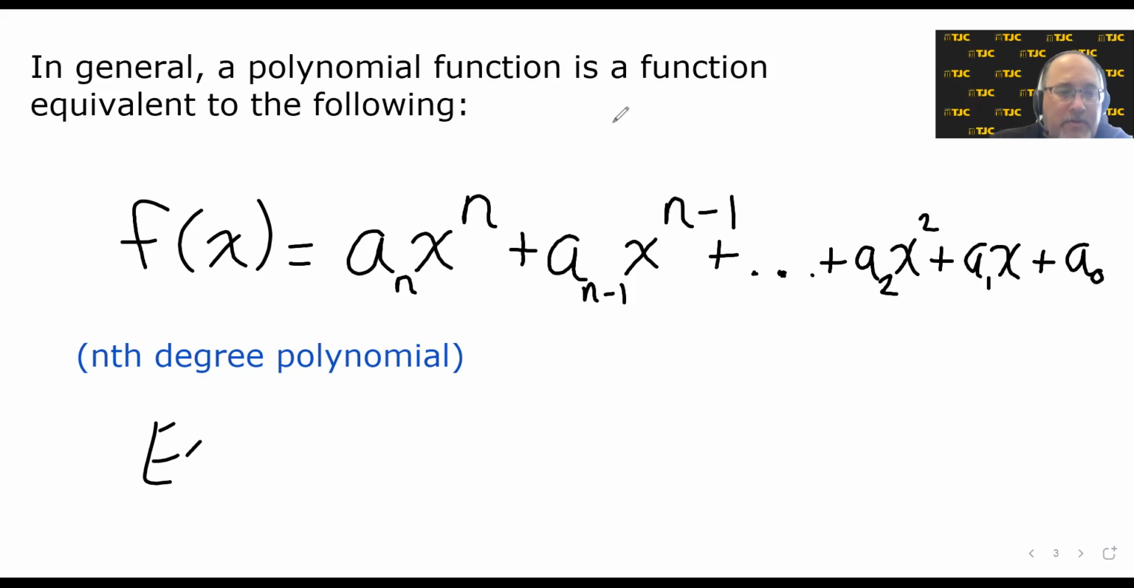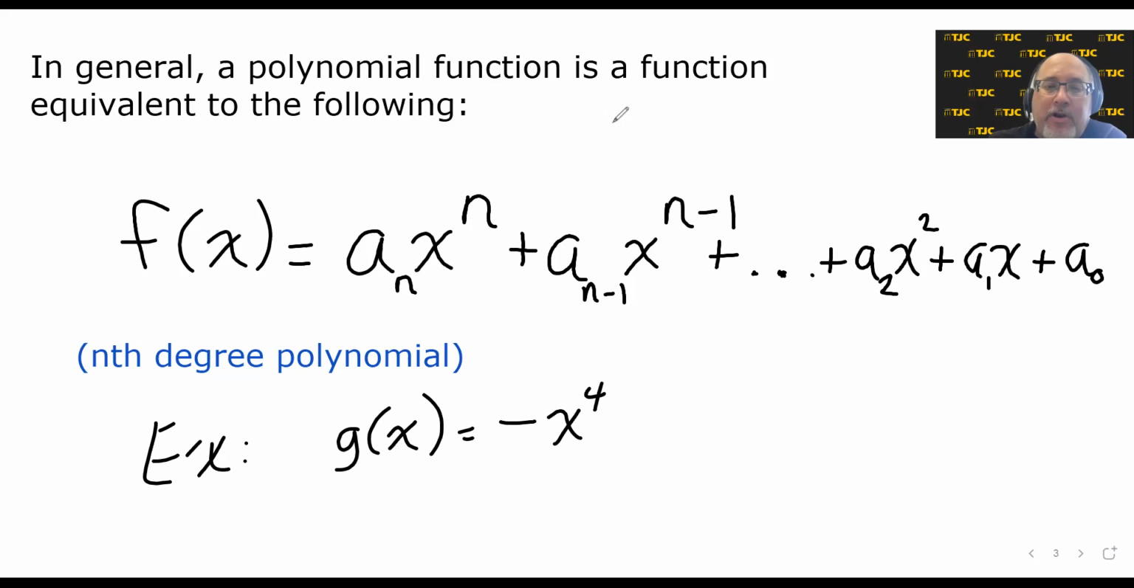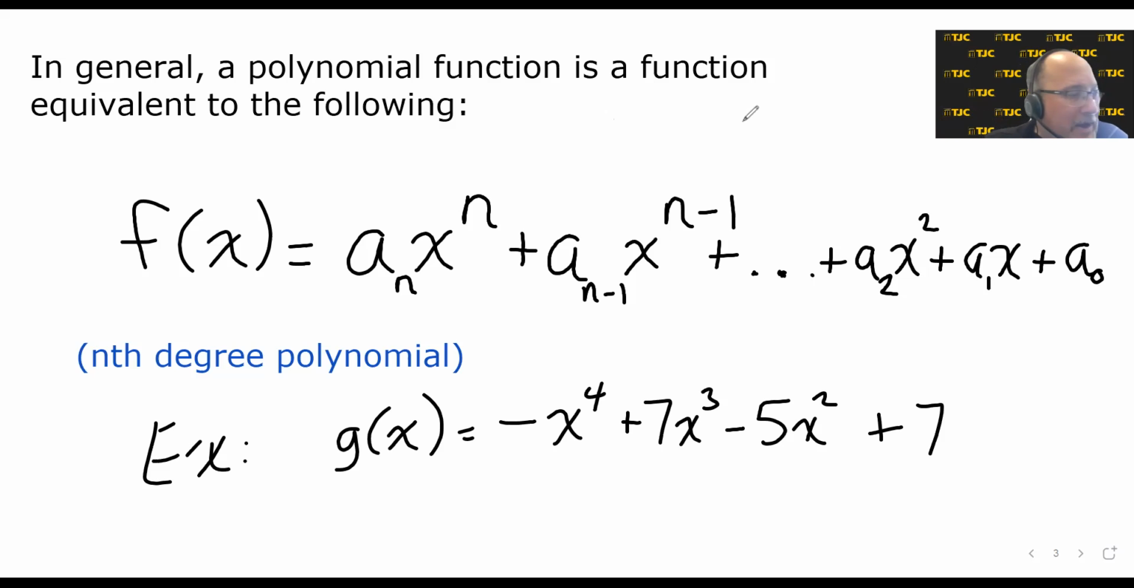For example, we could say something like g of x, because the name of the function is irrelevant, is negative x to the 4th power plus 7x to the 3rd power minus 5x to the 2nd power. And let's skip the x term and go plus 7. If I wanted to identify the coefficients, being the numbers in front of the powers of x, we could say that the coefficient of x to the 4th, a_4, is equal to negative 1. That's the number in front of x to the 4th, the 1 being implied after the negative.